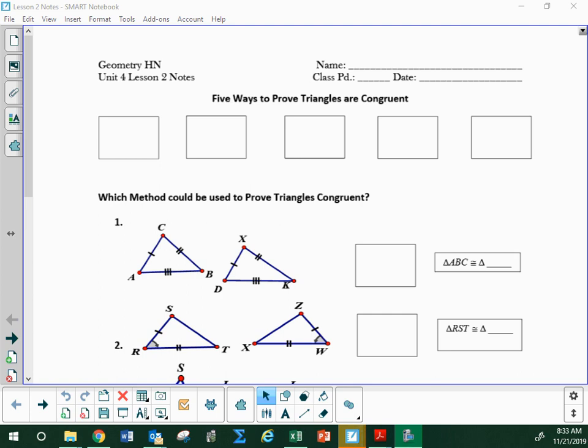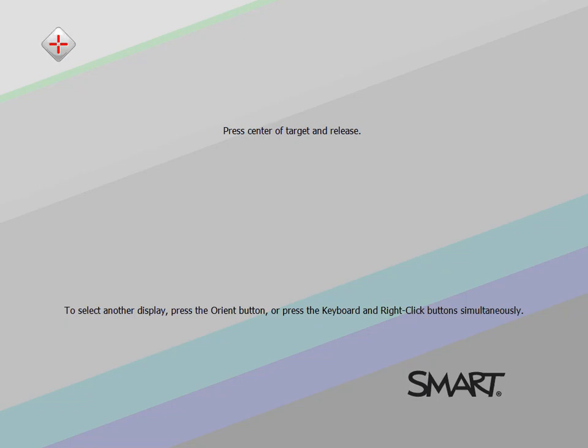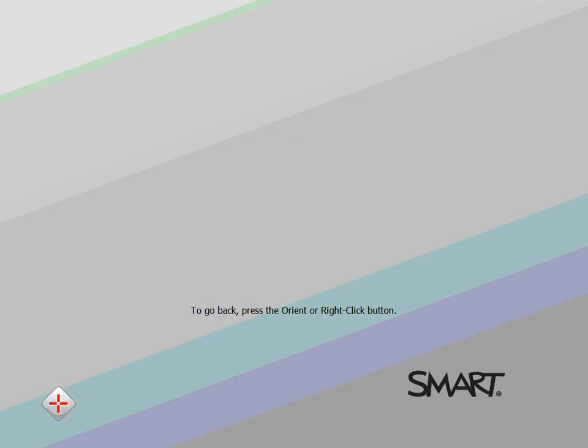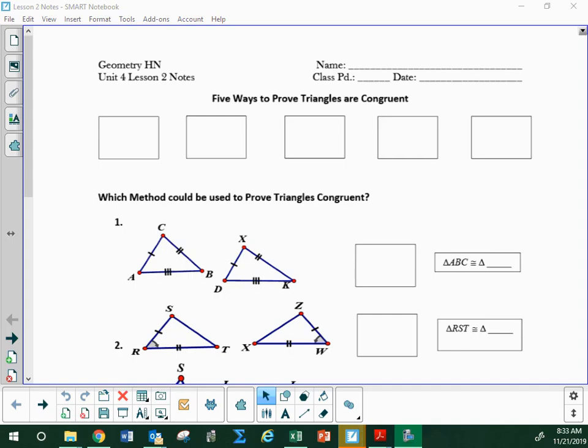Okay, so like I said, today we're learning five shortcut methods. These are postulates and theorems, and they are going to be your best friends. We will be using these in our proofs, as ways to prove triangles are congruent. So if we're trying to show triangles are congruent, we're going to use these.